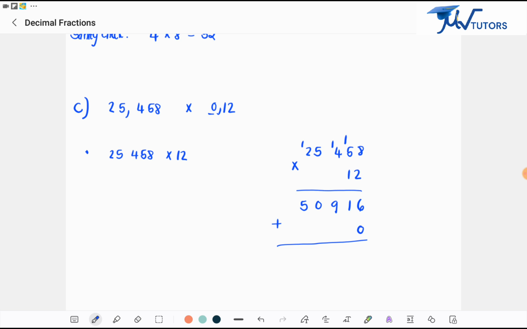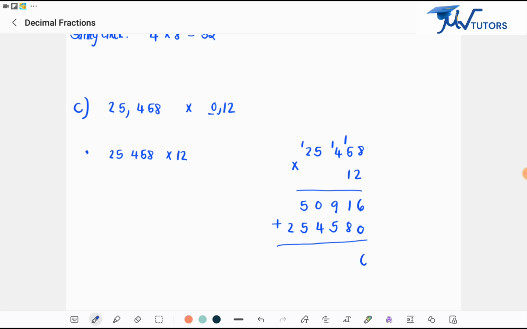Okay, now we're going to take the 25,458 and multiply by 10. So we need to put a 0 there. So 8 times 1, that will just be 8. 5 times 1, that is 5. 4 times 1, that's 4. And 5 times 1, that is 5. 2 times 1, that is just 2. Okay, now we're going to add everything up.